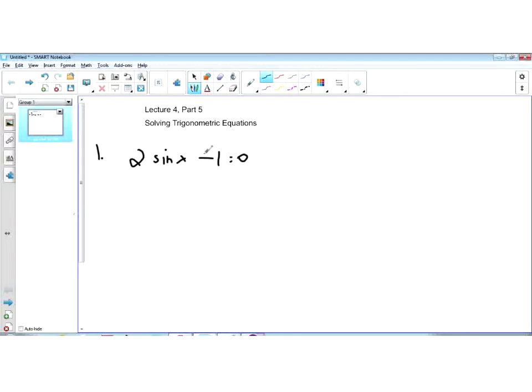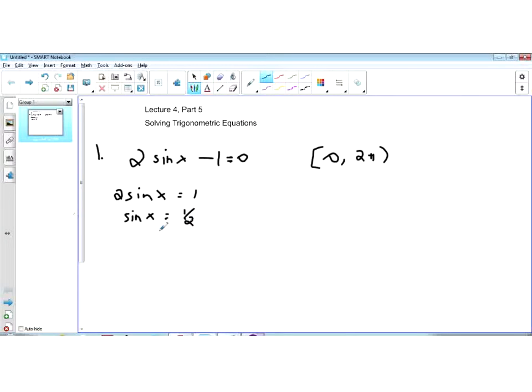and we want to solve it on an interval on the x-axis. We want to solve it on the interval 0 to 2 pi. Okay, so 2 sine x is equal to 1, and so sine x is equal to a half. So where does sine x equal a half on the interval 0 to 2 pi?